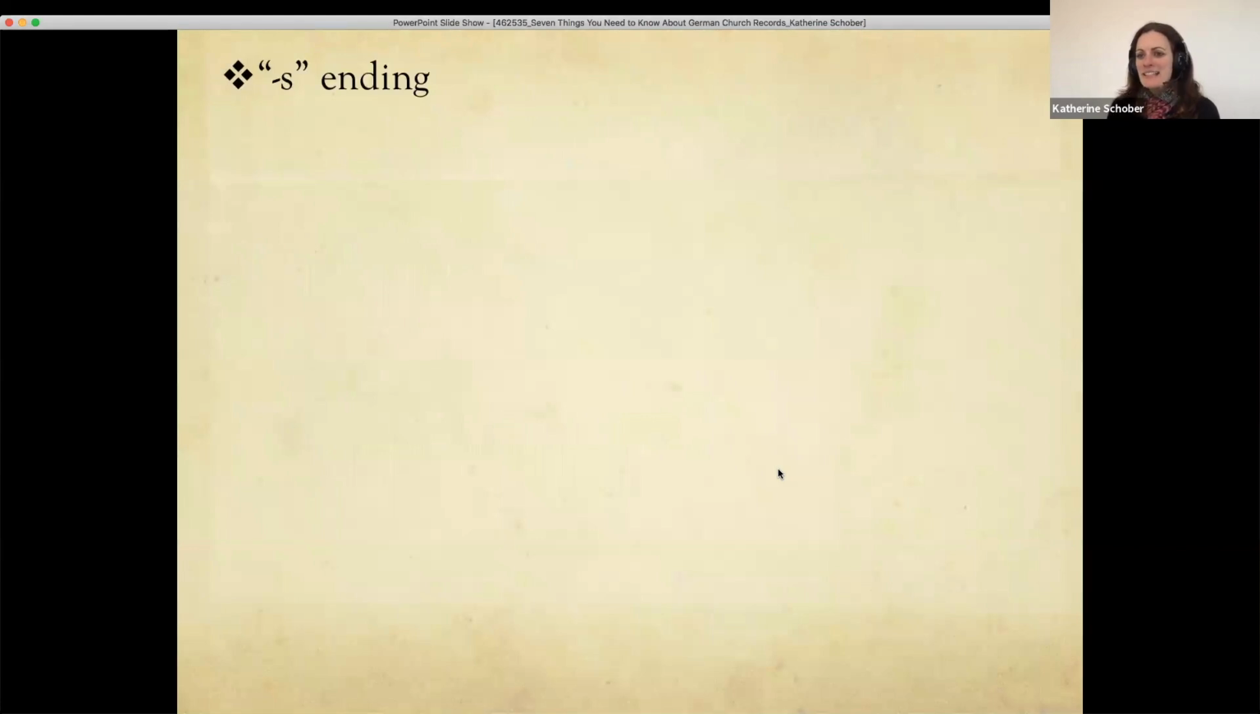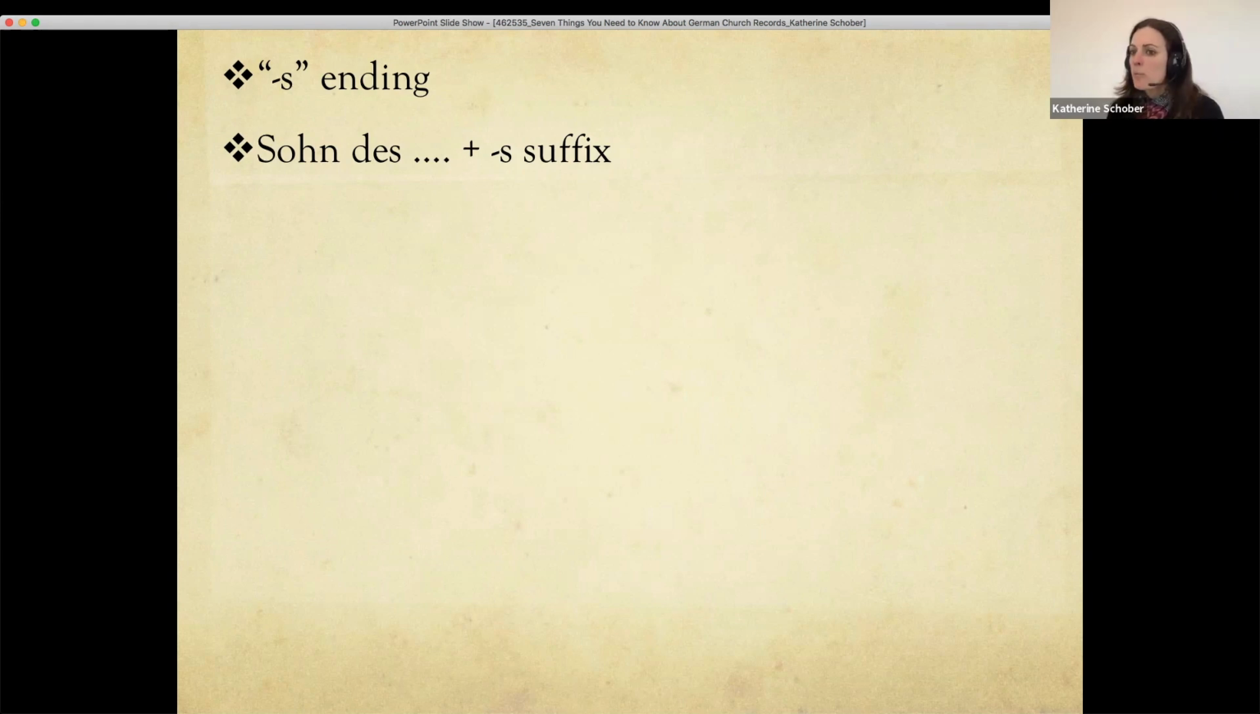All right, the S ending. This relates to our favorite word, des. So once you have the phrase son des, son of, something that that phrase requires is that an S goes onto the end of a word that follows the des. Don't get confused, it's German grammar, it's a little confusing, but I'll show you exactly what I mean.